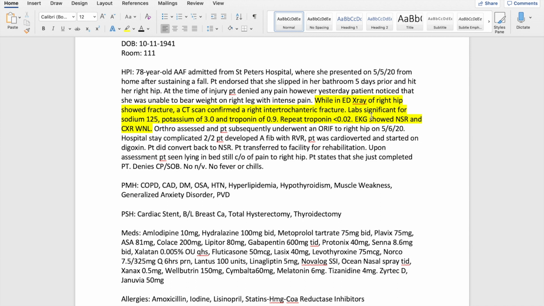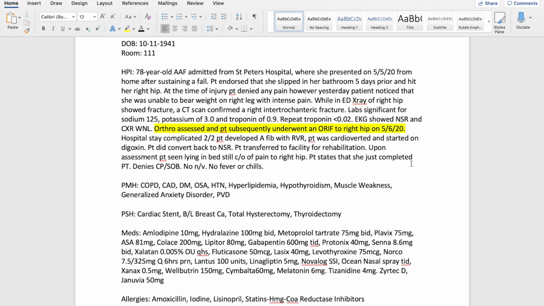Then I put what kind of labs were significant for this patient when she was in ED. Her sodium was 125, her potassium was only 3.0, and I list what the troponin was. Then I said the repeated troponin, EKG was done. I went on to also say the patient was assessed by ortho. She had an ORIF done, and I put the date when the surgery was done.